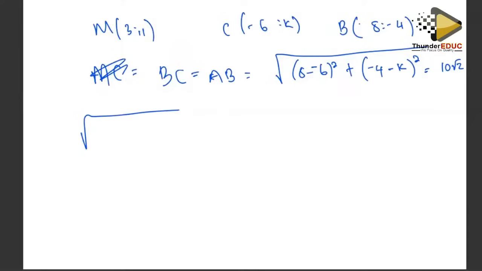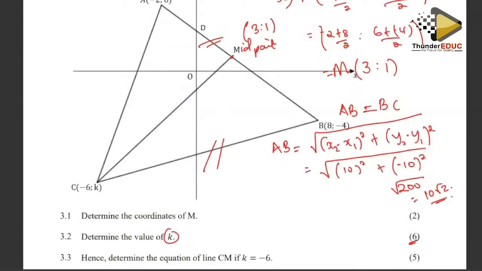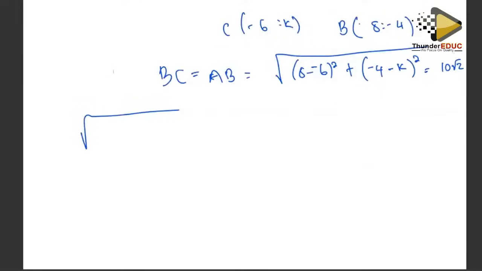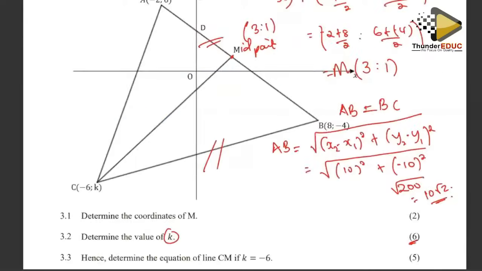Is that a 14? Did I do anything wrong? Let's just erase this out and see. So this is 8, -4. Okay, so it's 8, -4, -6 and a K.